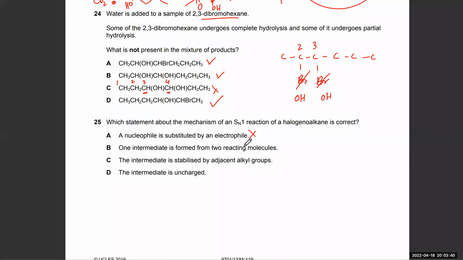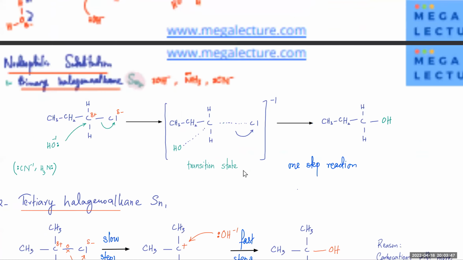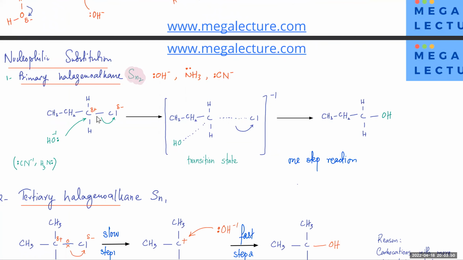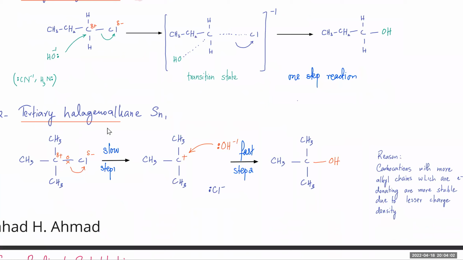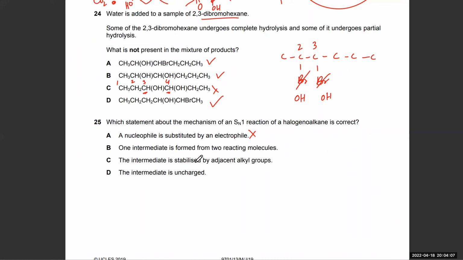One intermediate is formed from two reacting molecules. No, that doesn't happen. That happens in the SN2 mechanism. In SN2, the OH comes and bonds while the Cl is also still bonded, so you get one intermediate from two different reactants. Over here, that's not happening. The intermediate is stabilized by adjacent alkyl groups. That is true. The intermediate is uncharged, so that is wrong.